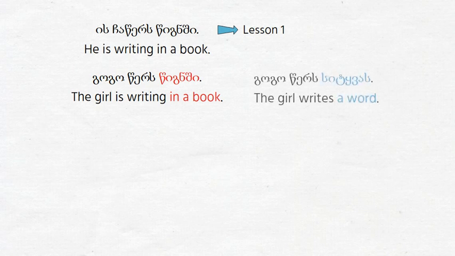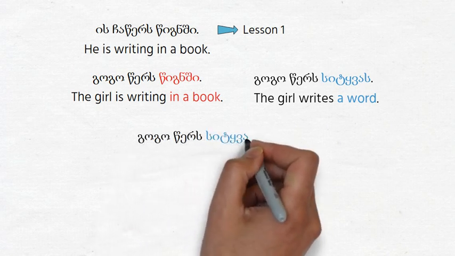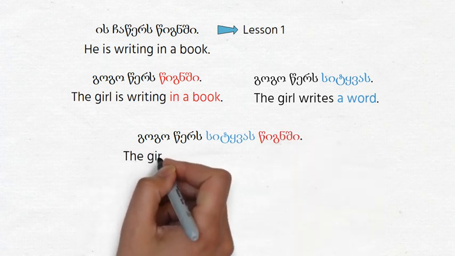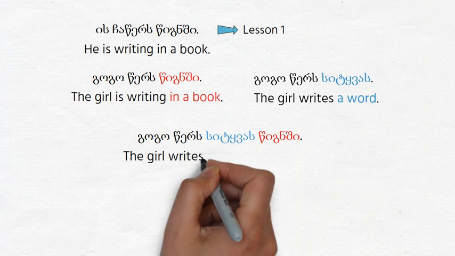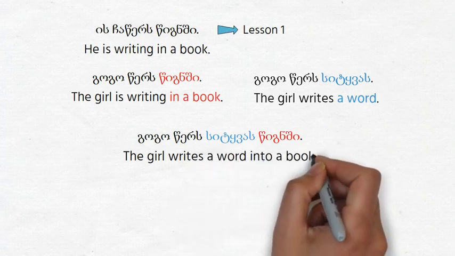Today, with the objects, Guguts ers sidqvas, we can of course combine prepositional phrases with objects. In this case, Guguts ers sidqvas irgendwie. The girl writes a word into a book.